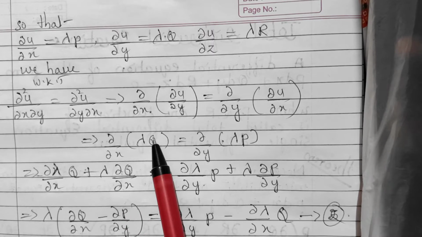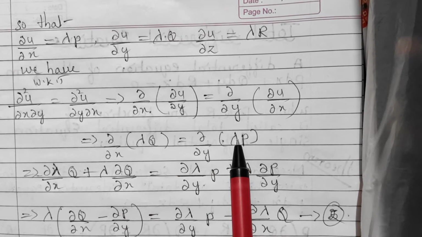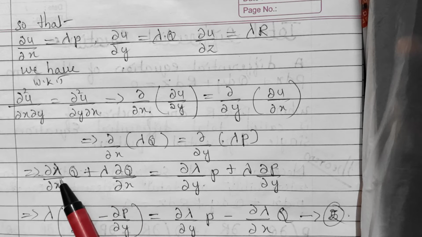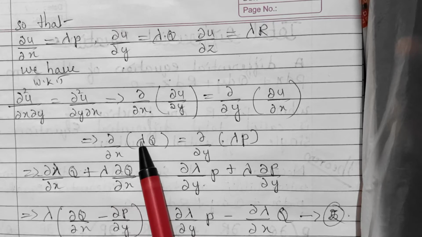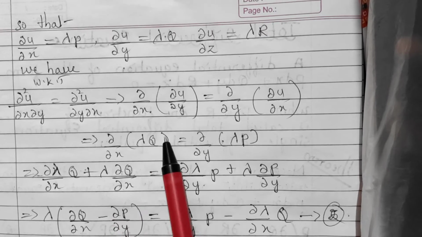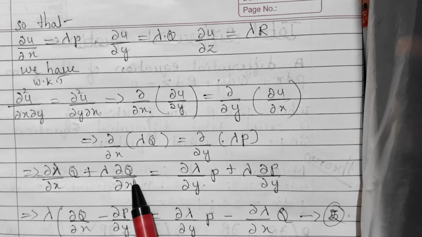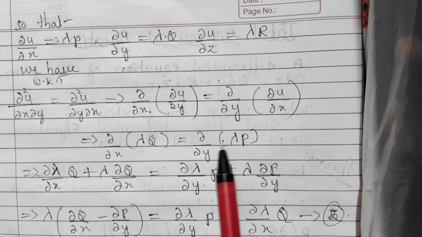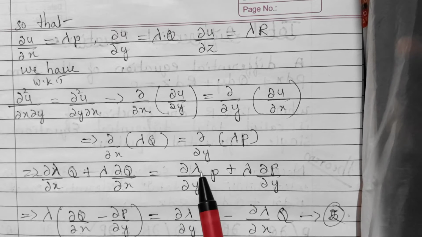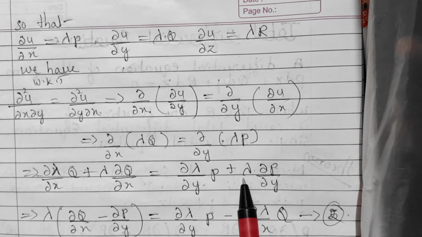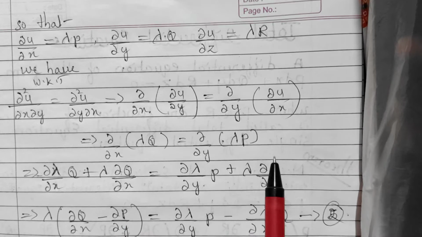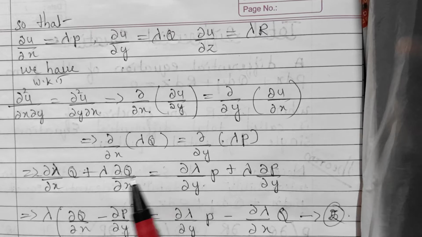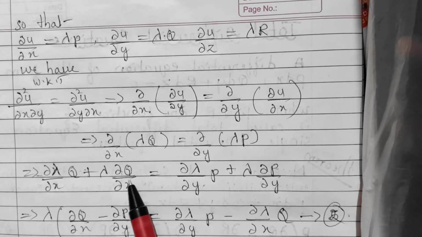Apply the product rule for this and also for this. Therefore, here ∂λ/∂x, keep q as it is, plus keep λ as it is and differentiate q, that is ∂q/∂x. Equals, again apply the product between these two: ∂λ/∂y into p plus λ into ∂p/∂y. See here, on both sides we are applying the product rule. Therefore take λ common.